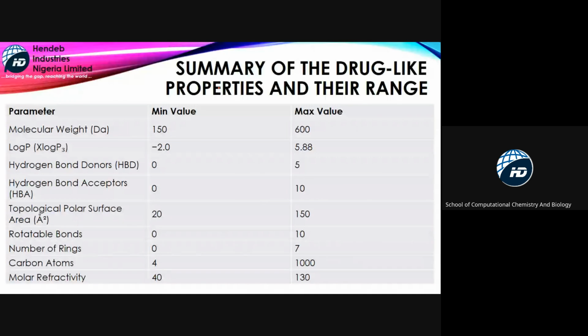The one that is 0 to 5, we'll take 3 to 5. And one that is 0 to 10, we'll take 5 to 10. Then the rotatable bonds, 0 to 10, I will take 5 to 10. Then the number of rings, 0 to 7, I might take 2 to 7. I don't accept 0, because those things must be there. Their presence has a role to play.